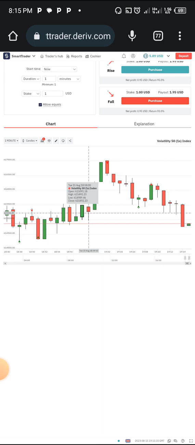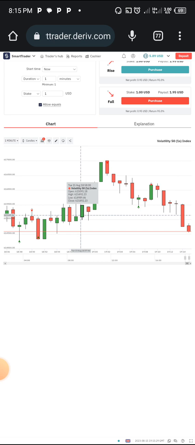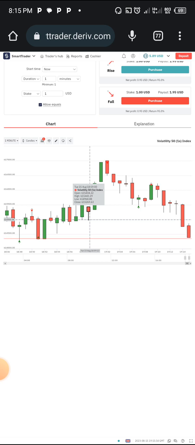Even if you bought low from here, you would still be able to make a profit, because the next candle was actually even further down than this first one. This one is down, and this one is even more down than the first green candle. So you would not have lost out.